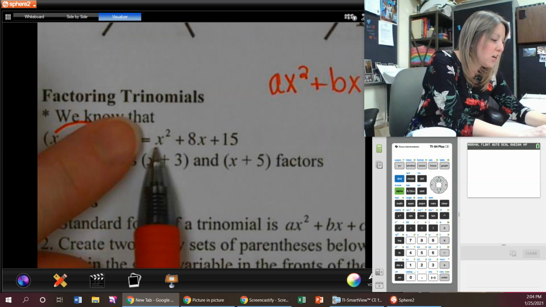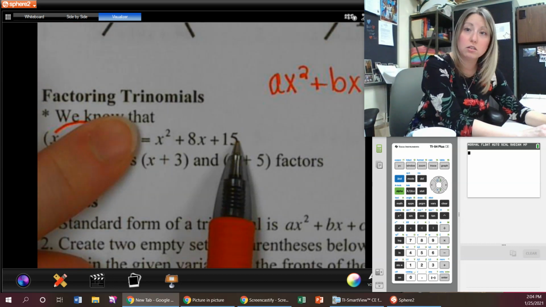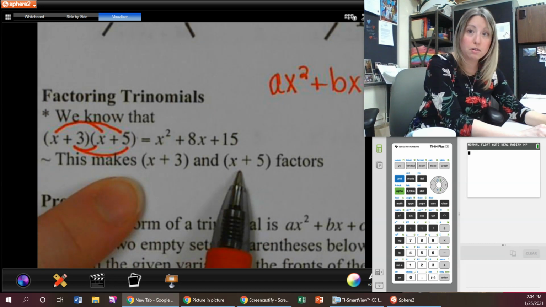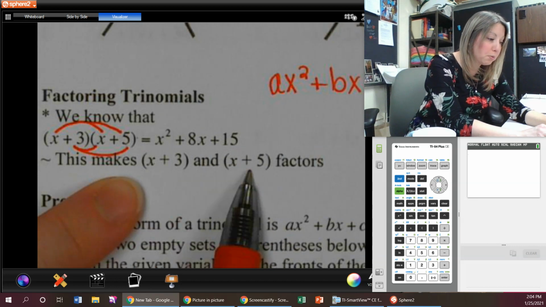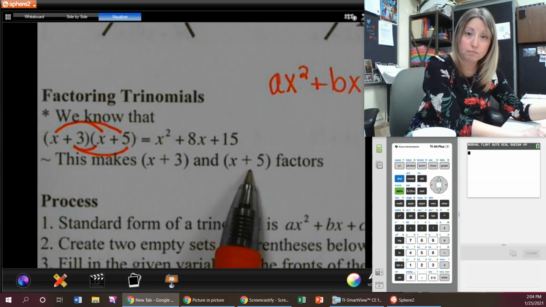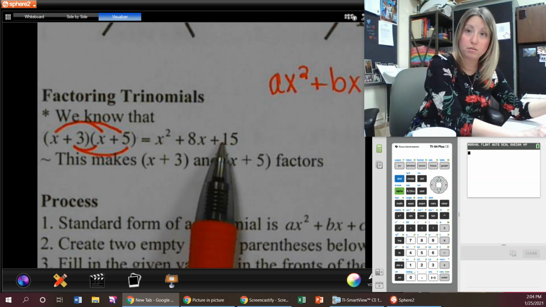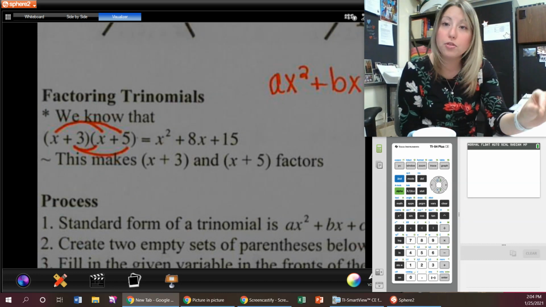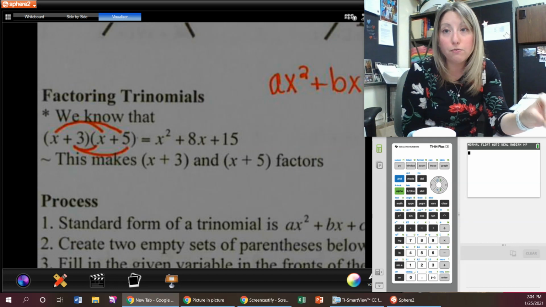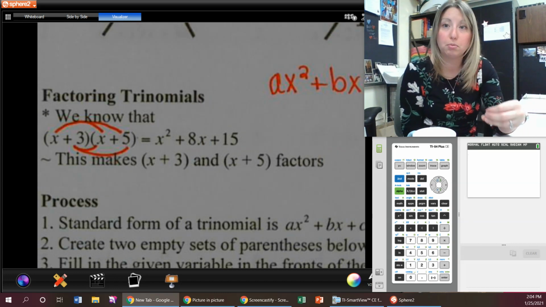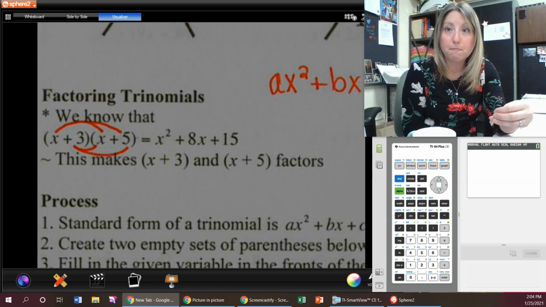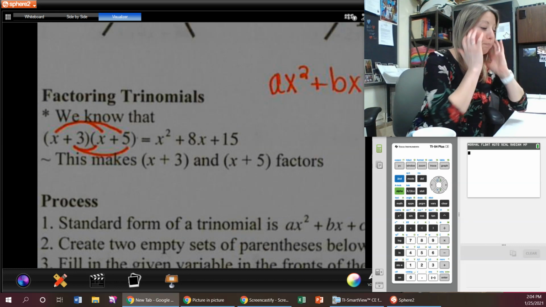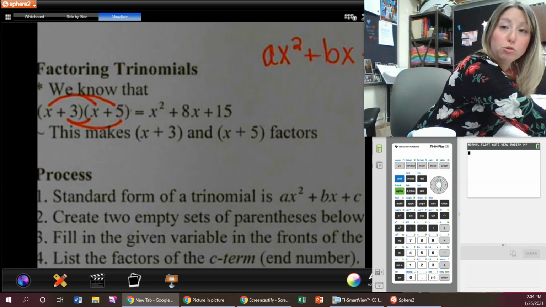Well, what that meant was this is the product, or answer to the multiplication, of x plus 3 times x plus 5. That means x plus 3 and x plus 5 are factors of this trinomial. So when we factor a trinomial, we're trying to get what were those two binomials that had FOILed out to give me this simplified result. That's what we're looking for. That's what we're trying to do. Now, I'm going to walk you through the process.